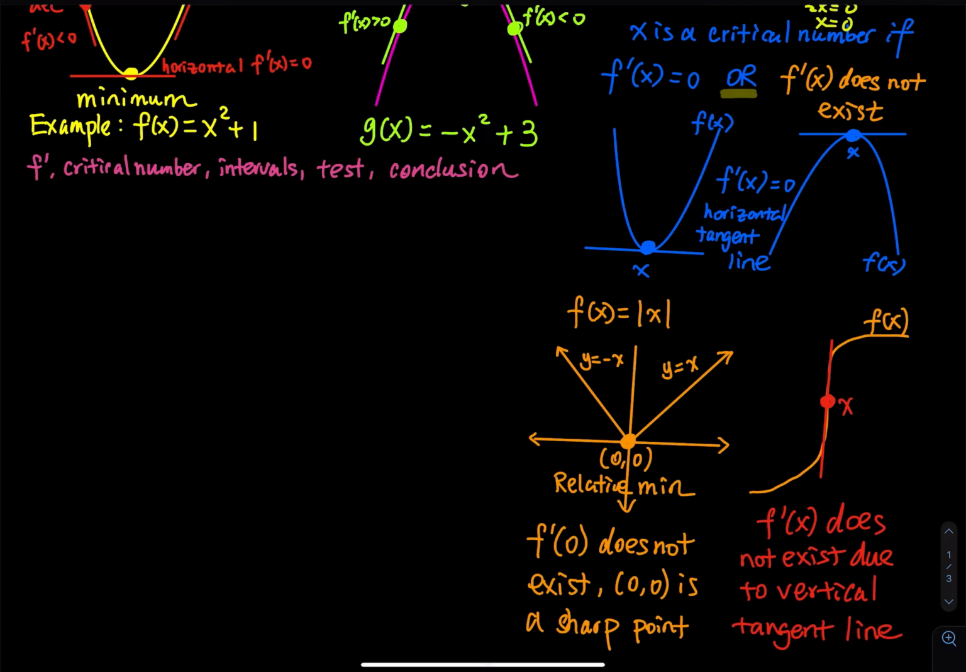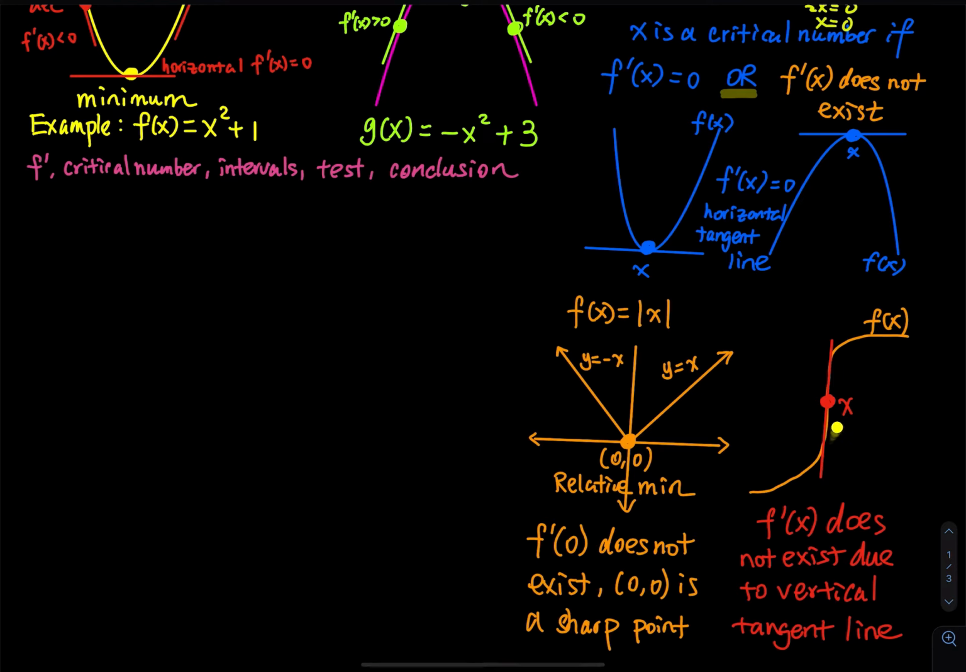So let me say this one more time. The graph of absolute value of x, this V-shaped graph, has a sharp point at (0, 0). The function is not differentiable at the sharp point. And the other case is a vertical tangent line.